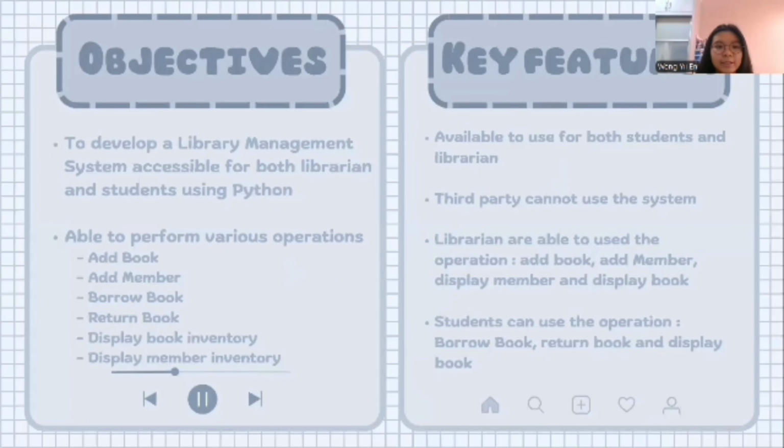The objective of our library system is to develop a library management system that's accessible for both the librarians and students using Python. In our system, we will be able to perform various operations such as adding book, adding member, borrowing book, returning book, displaying book inventory, and displaying member inventory. Now we'll be showing you the system structure overview with the help of our flowchart.